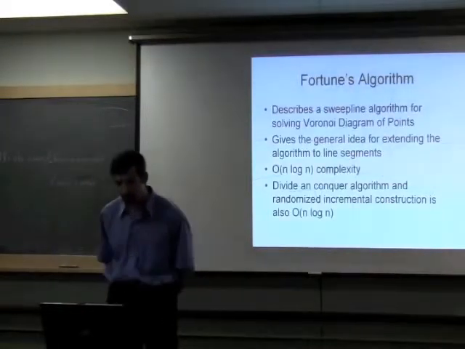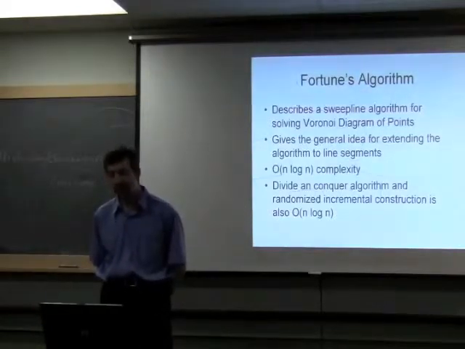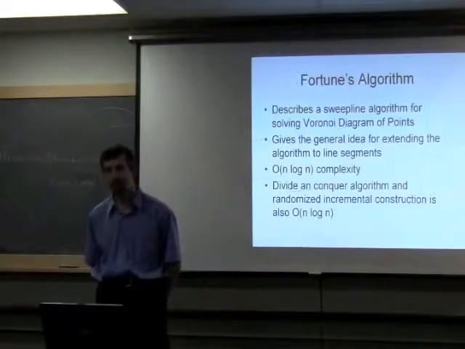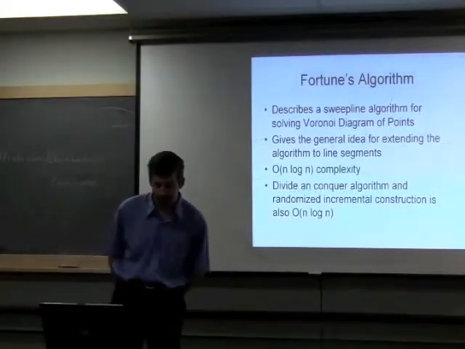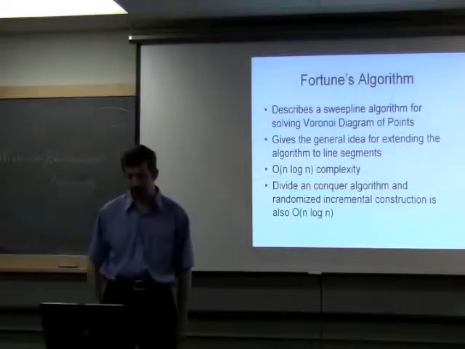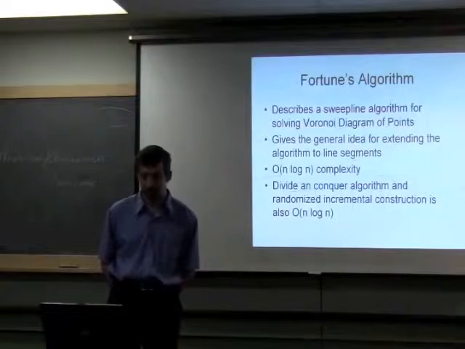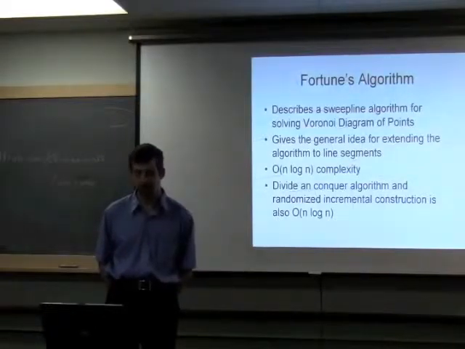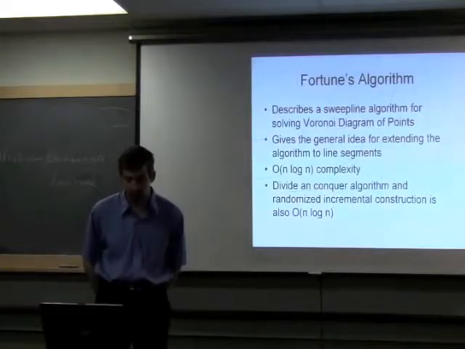So Fortune's algorithm describes a sweep line algorithm for Voronoi of points. It's similar but more complicated than the Bentley-Ottmann type sweep line for line segment intersection. And as I mentioned, he gives the general idea for extending it to line segments. It has the same n log n complexity of the classic sweep line algorithms.